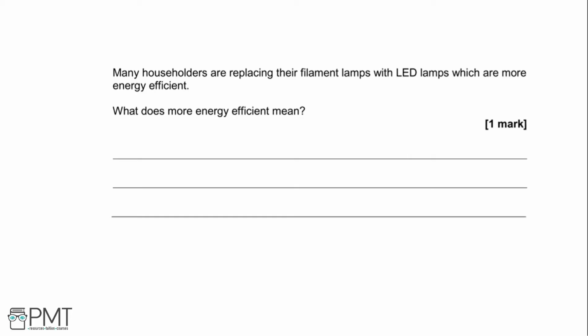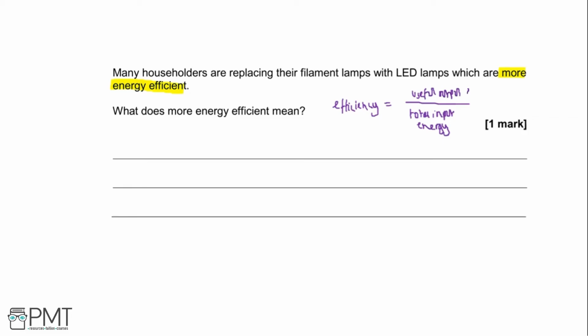Many householders are replacing their filament lamps with LED lamps, which are more energy efficient. What does more energy efficient mean? So firstly, the definition of efficiency is the proportion of the total energy inputted that is outputted as useful energy.